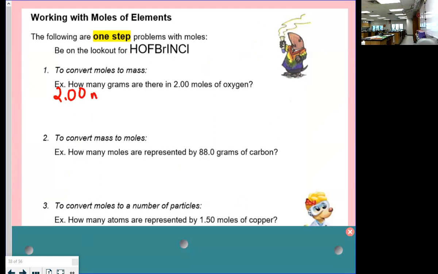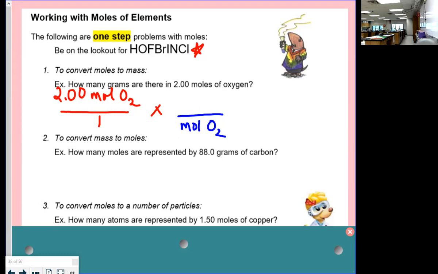2.00 mole of oxygen. Do you remember that oxygen is diatomic? Remember, whenever you have a diatomic molecule, there are 2 atoms hooked together. Now, I want to convert moles to mass. So I want to have mole on the bottom, 1 mole of oxygen. By the way, the abbreviation for mole is mol. Look at the time you'll save.